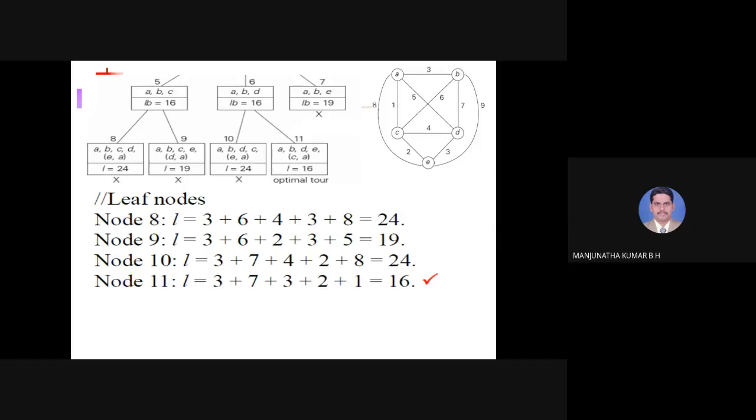Okay, let me show the complete state space tree. Sorry, I have not copied that one. I will show you that complete state space tree later.